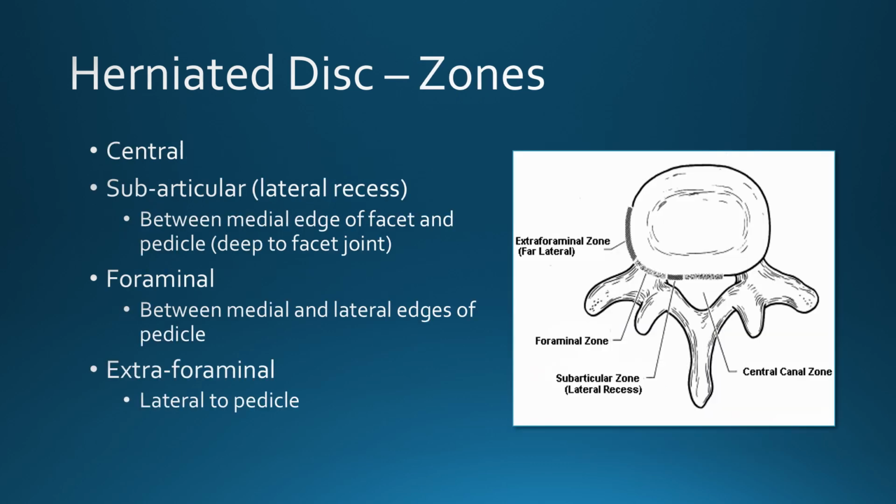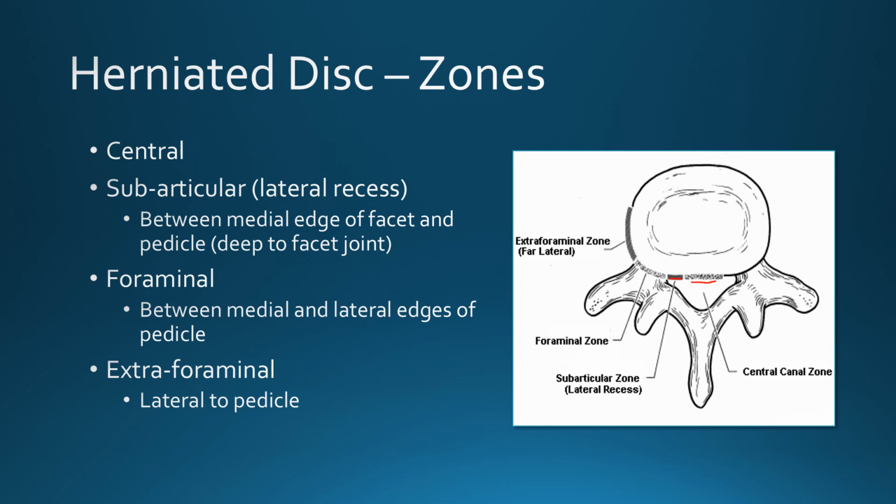Okay, when you describe a herniated disc, you need to describe the zone that's involved. So herniated disc can involve the central zone, which would be over here. Then the subarticular zone, which would be the next one out here. This is also the lateral recess. So lateral recess and subarticular zone are the same. That's between the medial edge of the facet joint and the pedicle. So it's called subarticular because it's deep to the facet joint.